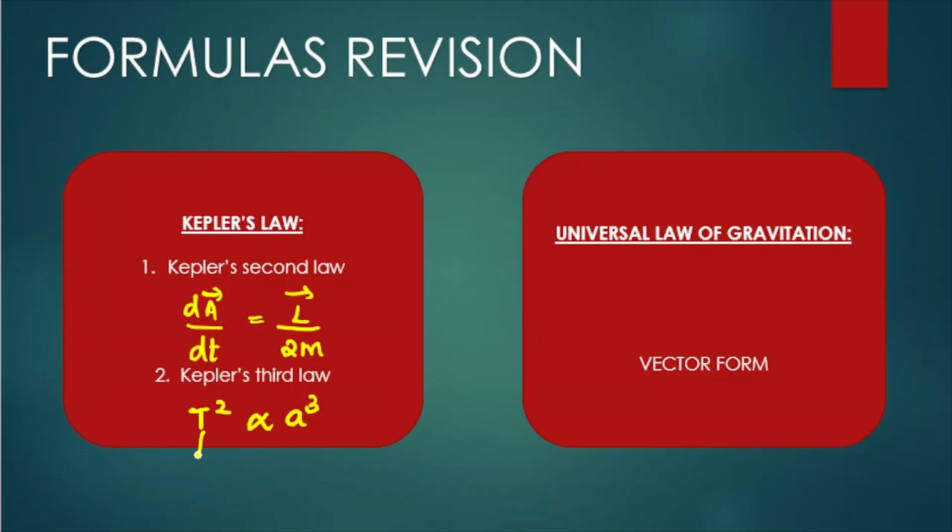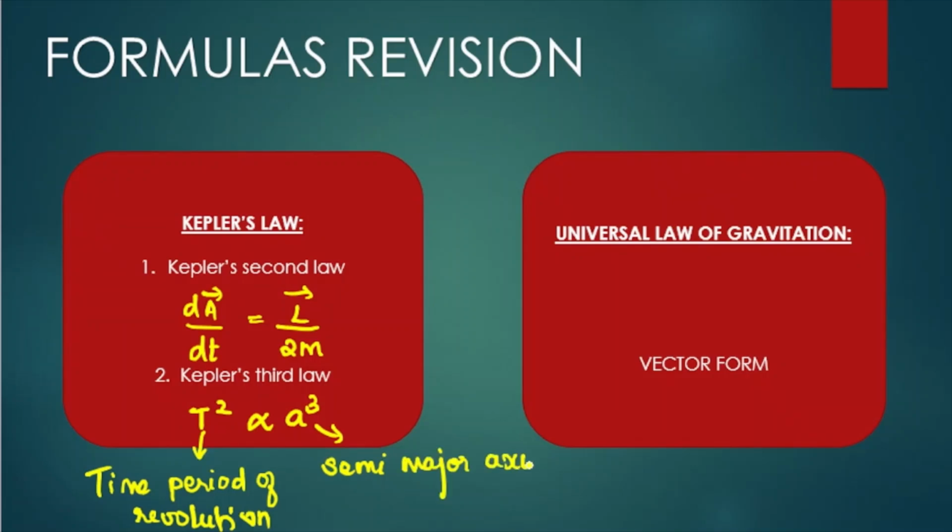Now what is your T? T is the time period of revolution. Then what is your a? Your a is the semi-major axis of the elliptical orbit. Okay, clear?